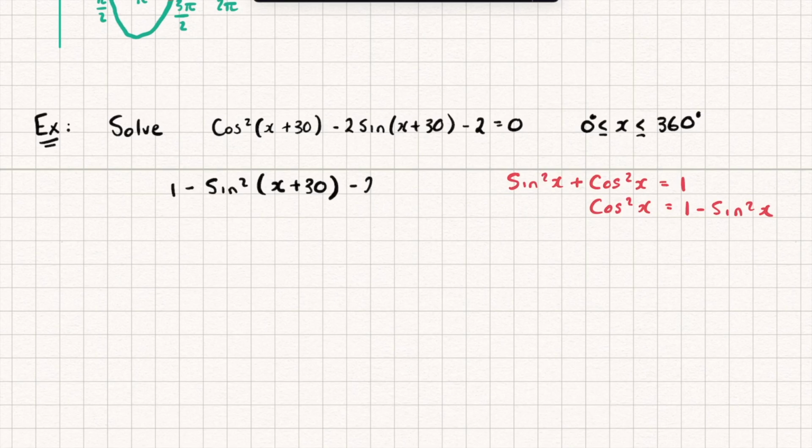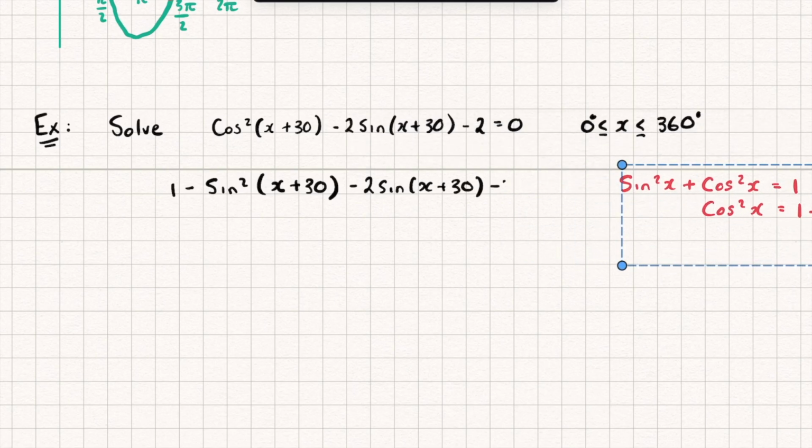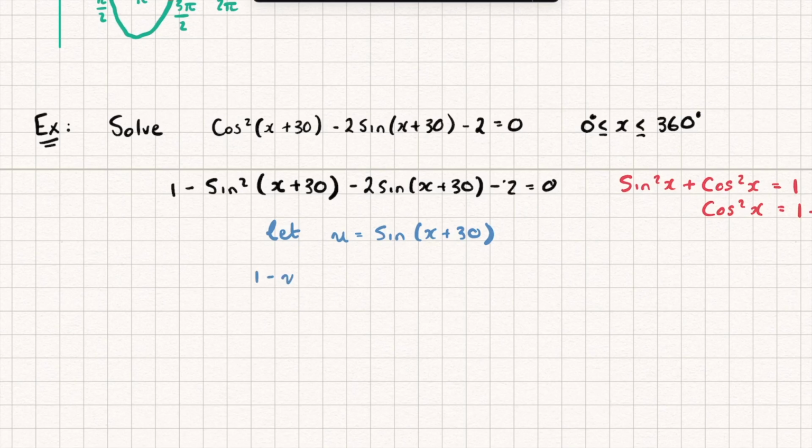So then this is minus 2 sine of (x plus 30) minus 2. I'm going to have to move this over a bit. There we go. Minus 2 equals 0. Now from here I'm going to use substitution to make it look a bit nicer, but again if you're quite confident with solving hidden quadratics you don't have to, but I'm going to say let u equal sine of (x plus 30), and so now this equation is going to become 1 minus u squared minus 2 lots of u minus 2 equals 0.